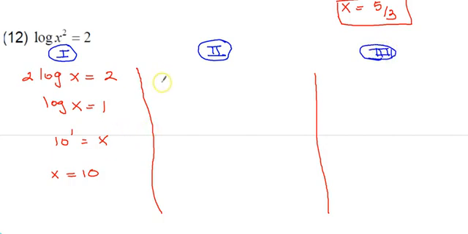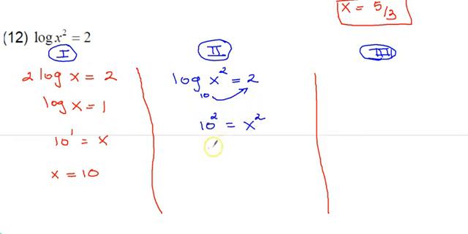Okay. Some students say log of x squared is equal to 2. Can I change to the exponential form right now? This is base 10. So 10 to the second is equal to x squared, which means x squared is equal to 100 and x is equal to plus and minus 10.